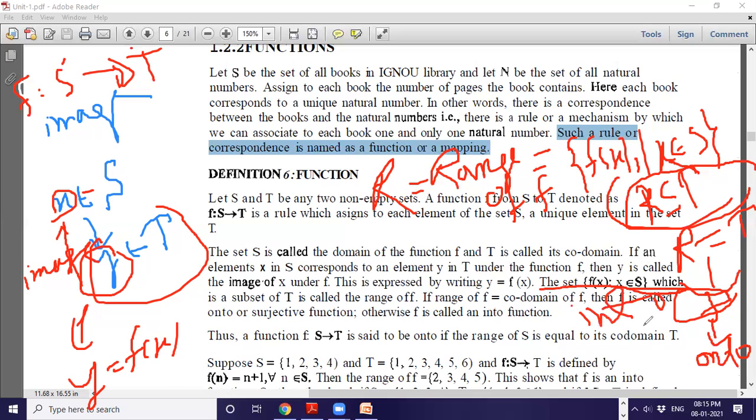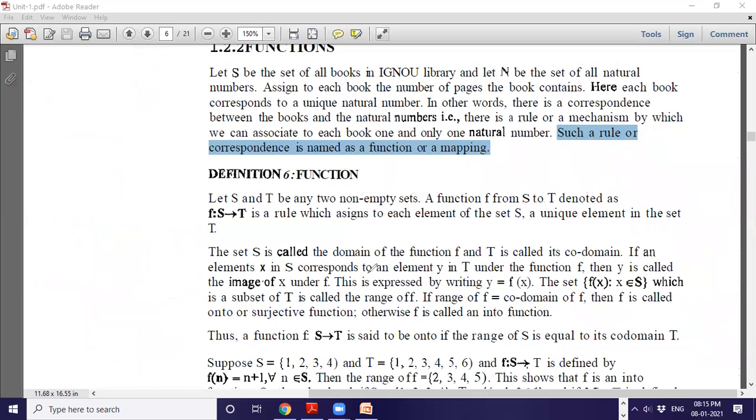Is this clear? So we have gone through several terms: first, domain, codomain, image, range, onto function, and into function. Onto function, when will it be onto? If the range is equal to the codomain. And if the range of f is not equal to the codomain, then it is known as into. That is onto, into. Clear? Okay, very good.